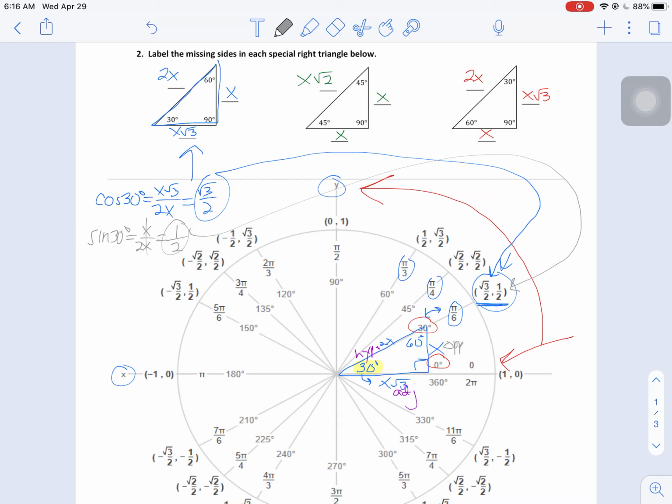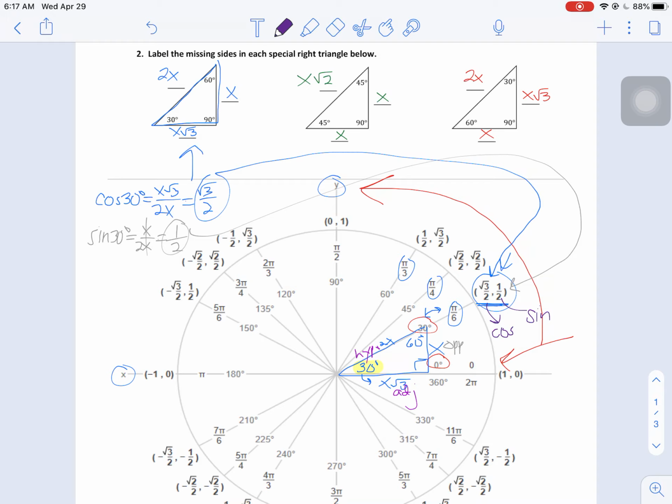So what happens is, when you're looking at the coordinates on the outside of the unit circle, the x-coordinate is the cosine of the angle. The y-coordinate is the sine of the angle. So let me put that over here. So this is cosine, and this is sine. And it's like that for all of them.